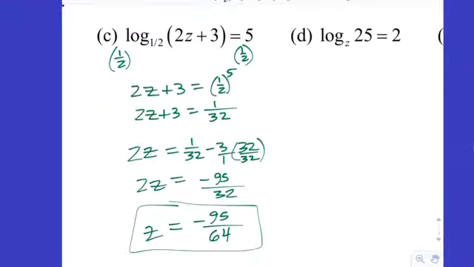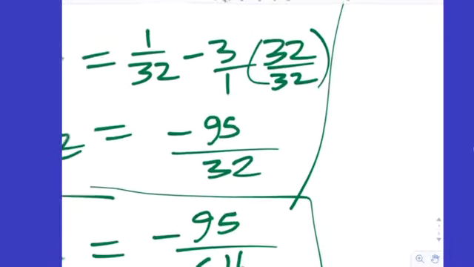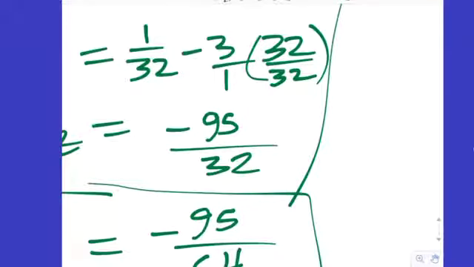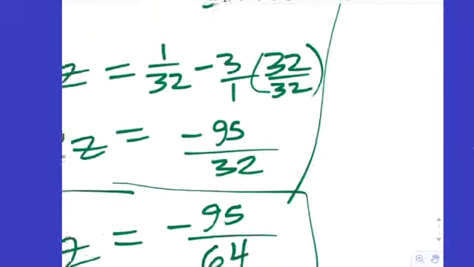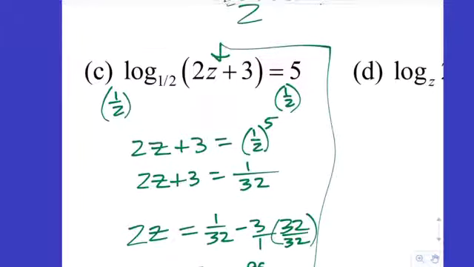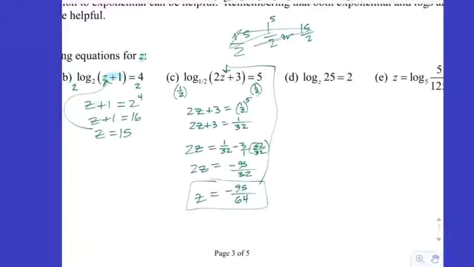Now let's plug it in and see if it works. Plug it back in. 2 times that is negative 95/32 plus 3. Well, is 95/32 less than 3? Yes, by 1/32 it is. Wow, barely. But then when you add 3 to it, it's going to be a positive number. So it actually works. It does actually work. So that's one way to do it.